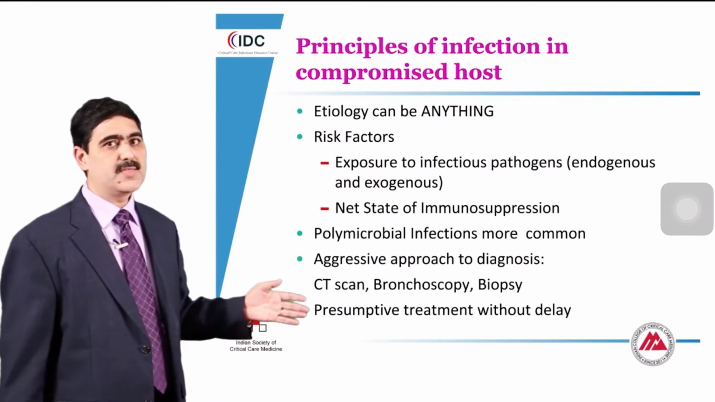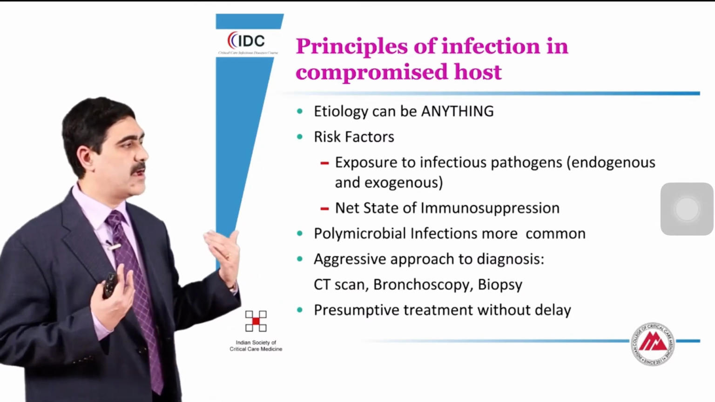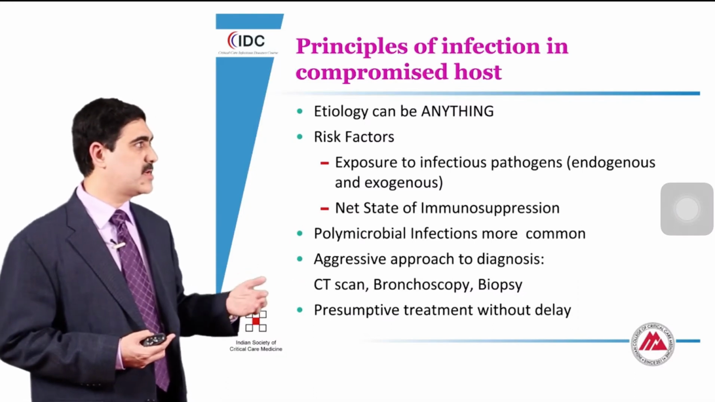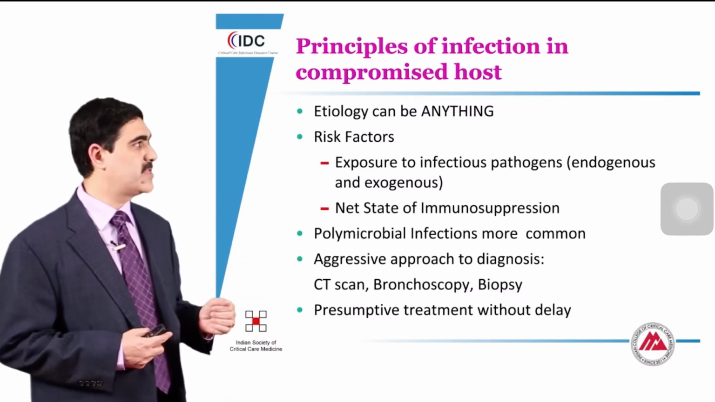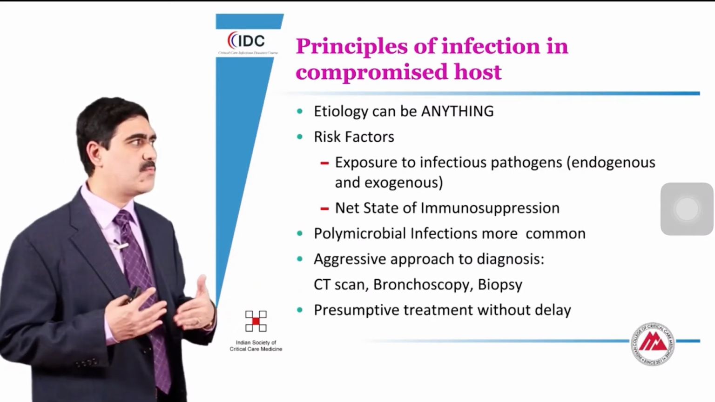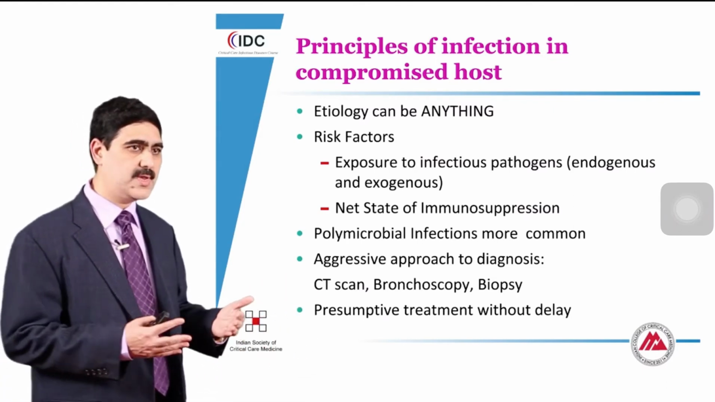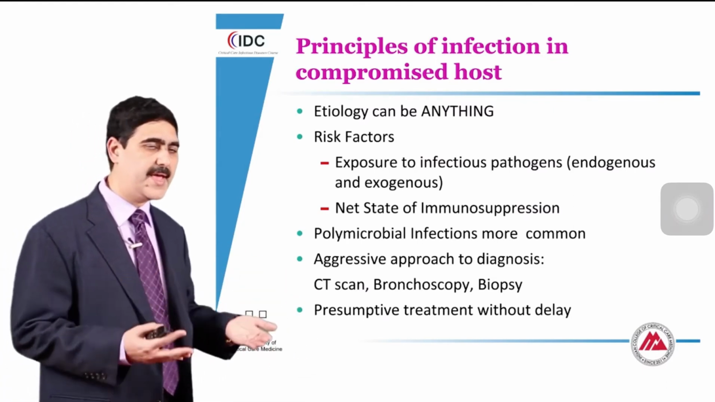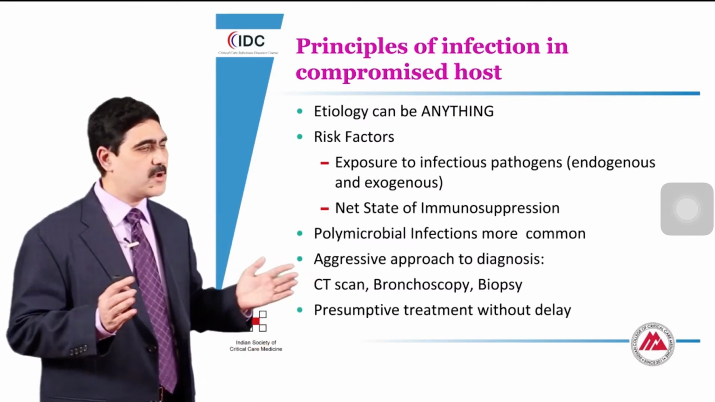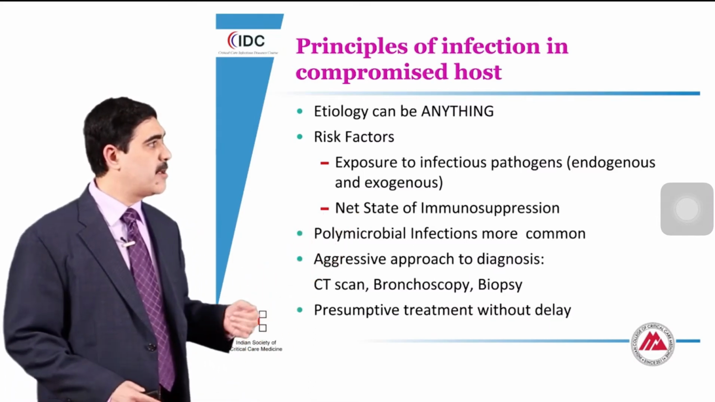Remember that the etiology can really be anything. I have stressed on this over and over again, that the infectious pathogens that may be isolated may be rarer organisms, and something that we do not often imagine. Think about the risk factors, and we need to look at what was the source or exposure to infectious pathogens, whether it was endogenous or exogenous. Look for skin barriers breakage, mucosal barrier breakage, and also think about the state, or what we call net state of immunosuppression, and I will focus on this separately in a different slide.